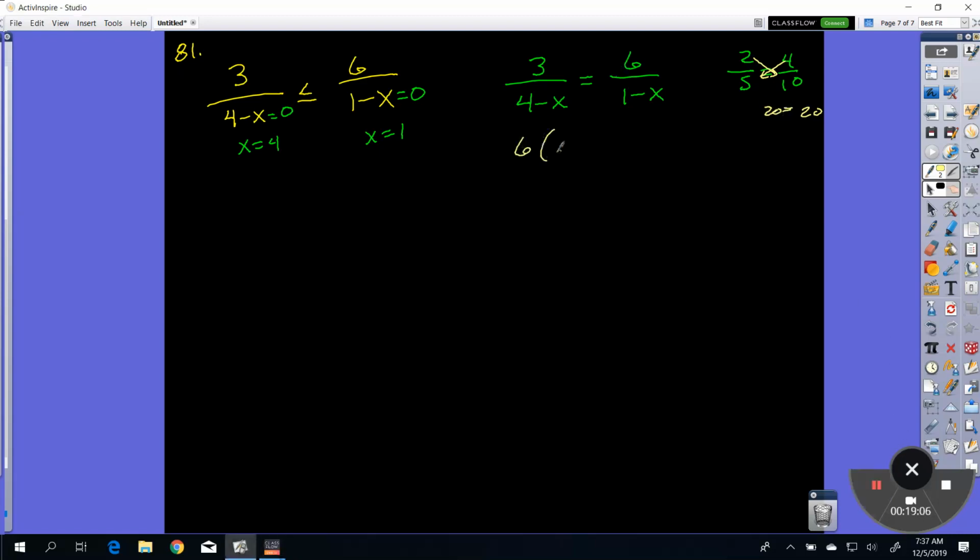So we're going to go 6 times 4 minus x. So that was this way. And then we're going to cross multiply that one: 3 equals 1 minus x. So now I just distribute. 6 times 4 is 24 minus 6x. 3 times 1 is 3 minus 3x.